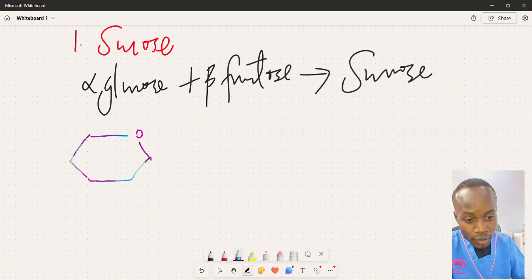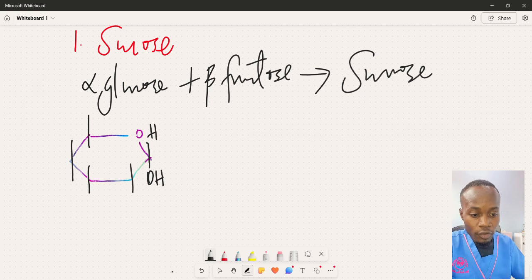Now because our glucose is alpha, let's start replacing them. We are going to put this one here. And for alpha it should be down, so we are going to have our OH down here, and we are going to have our H up here.